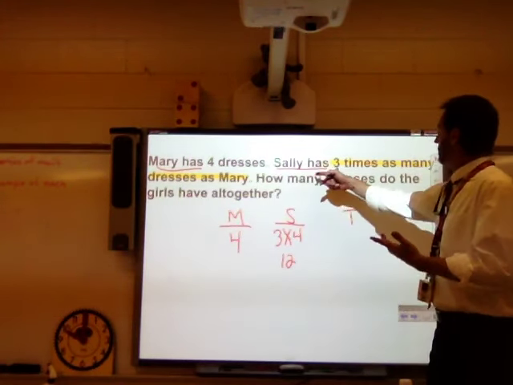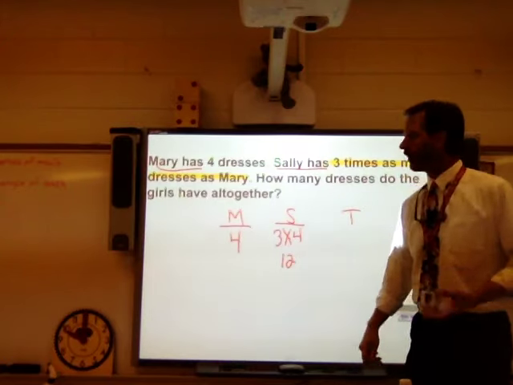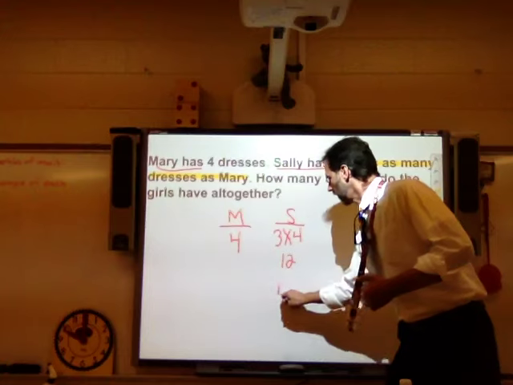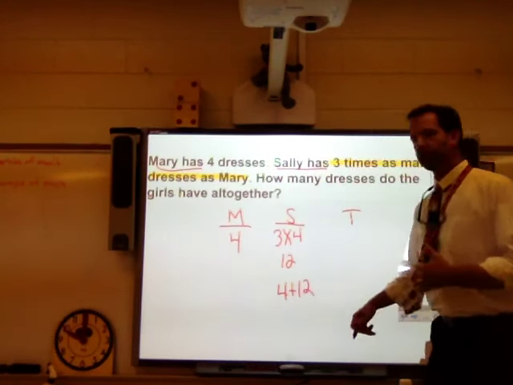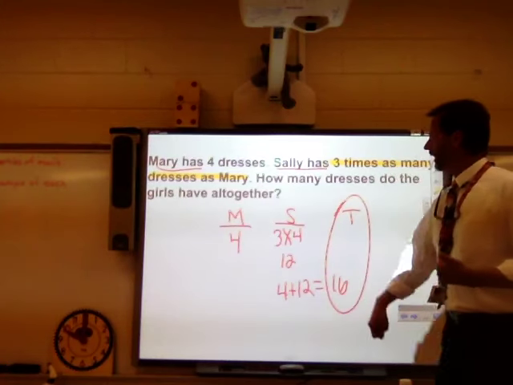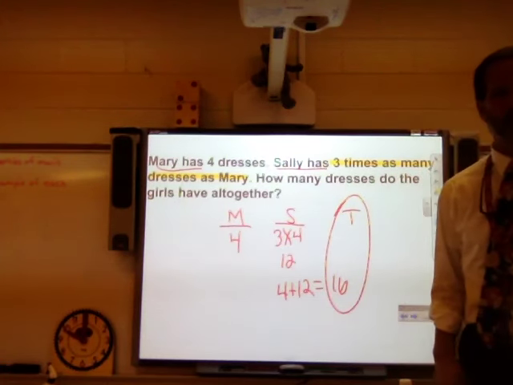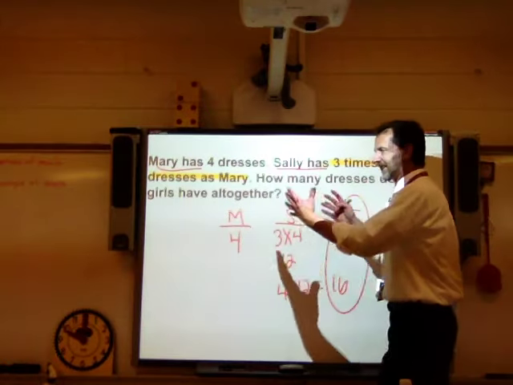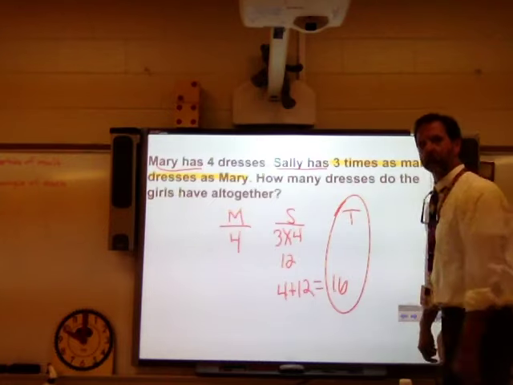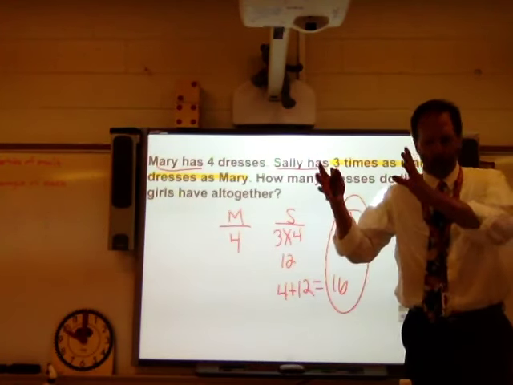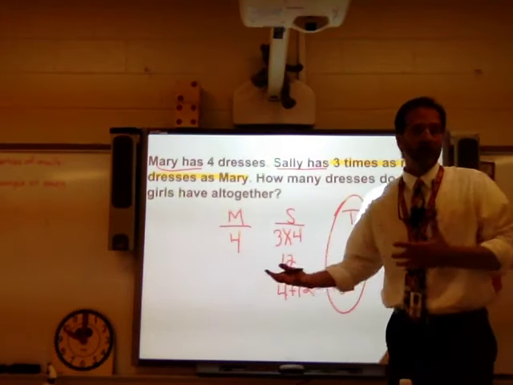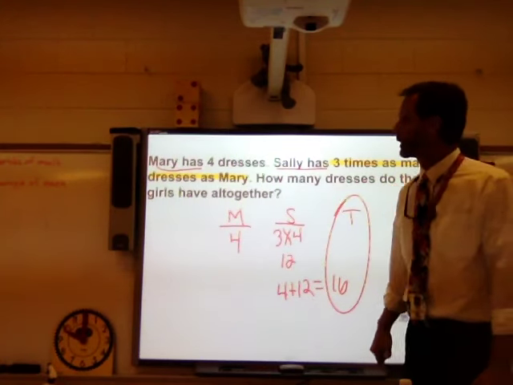So now when it asks how many dresses do the girls have all together, Mary has 4, Sally has 12. I can write the number sentence 4 plus 12, and it would give me a total of 16. And that's how many dresses the girls have all together. But we want to set this up where we have Mary's information, Sally's information, and the total. Every time we want to put those things down so we can see exactly what we have, what we're missing, and how we can go about figuring those things out.